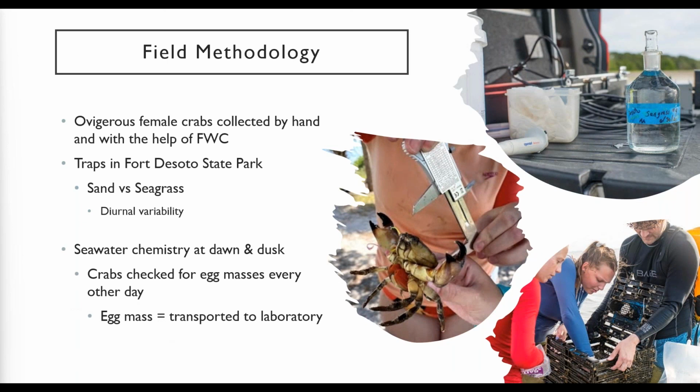At these sites, we took water samples for chemistry analysis at dawn and dusk every day for the whole summer. While we were doing that, we also checked the crabs in our traps for egg masses. If they had developed an egg mass, we would transport them back to our laboratory. All of our seawater analysis was sent to USGS for them to send back to us.